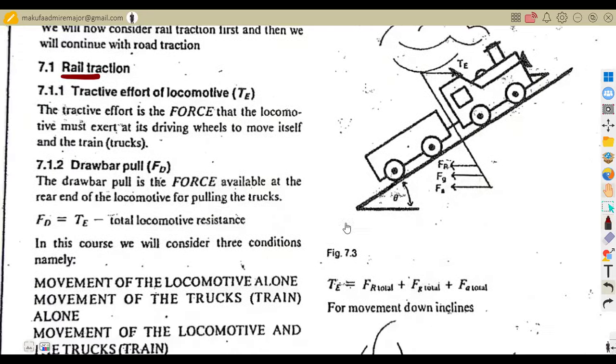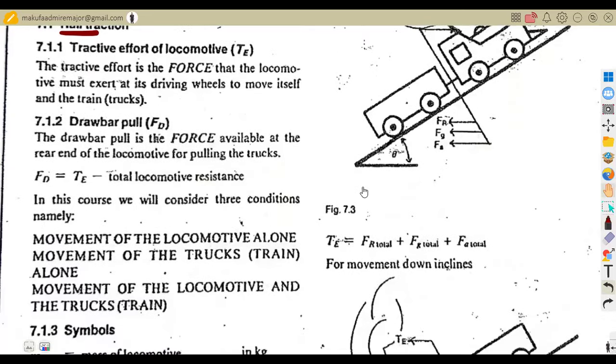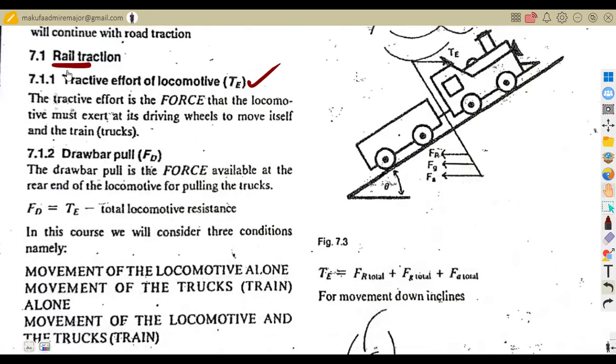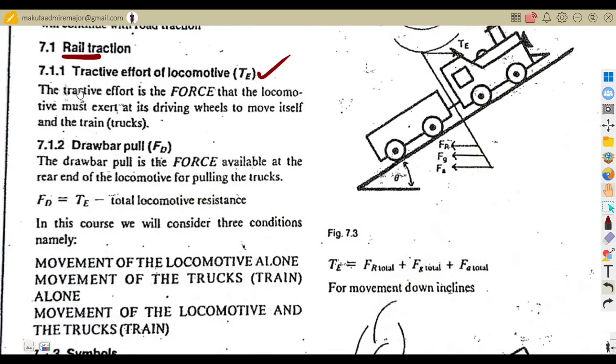Now, when we are talking about the locomotive, a locomotive may pull another part, or it may be just a locomotive on its own, or just a train on its own. So we just need the forces there. This one is not going to change. That's our tractive effort, but it's now for the locomotive. We are now talking about rail traction. Remember, there's rail and road. We're going to have another class on the road. When you're dealing with the rail, we're going to use the word locomotive.